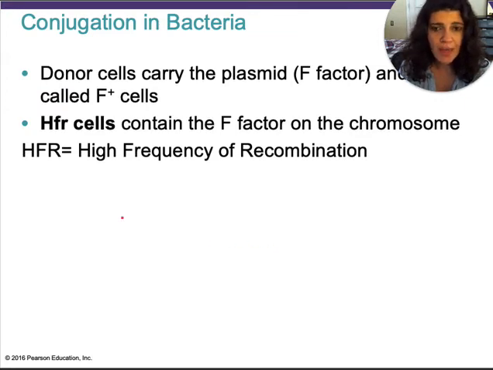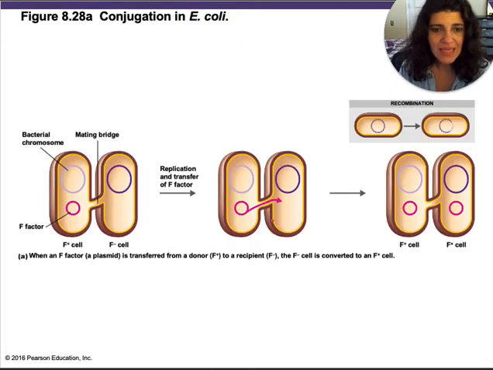Conjugation can also happen with HFR cells. What is HFR? High frequency of recombination. When that happens, what it means is that your F factor, instead of being in a plasmid, is incorporated. This is just a regular one that I just showed you. So there is a plasmid, which is an extra chromosomal piece of DNA that doesn't incorporate into the chromosome and then duplicates and transfers to the negative cell, period. Okay, so then both cells have that plasmid.